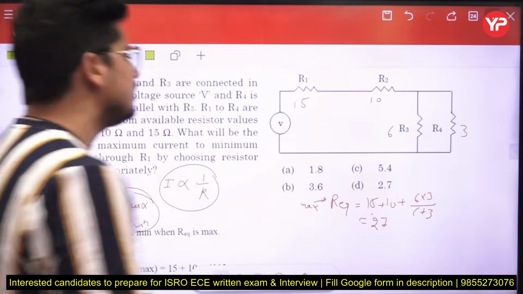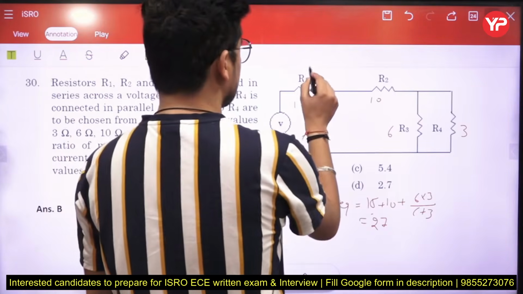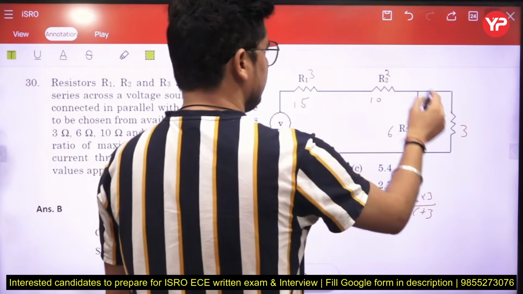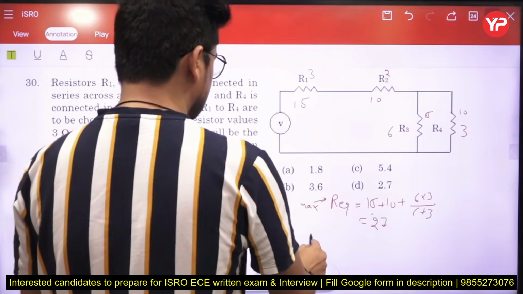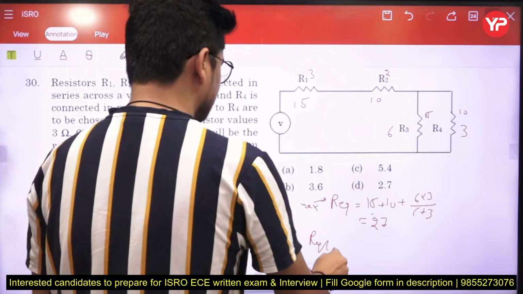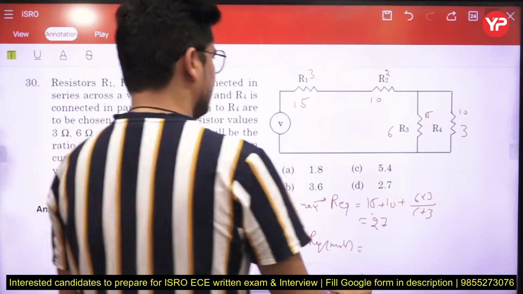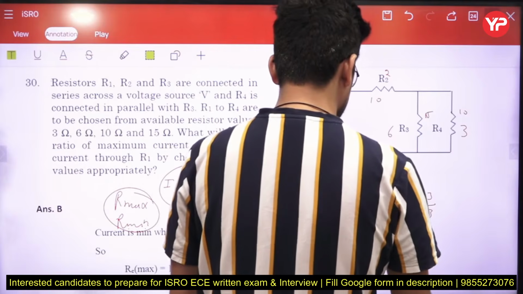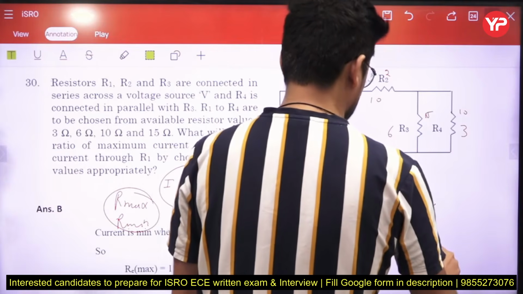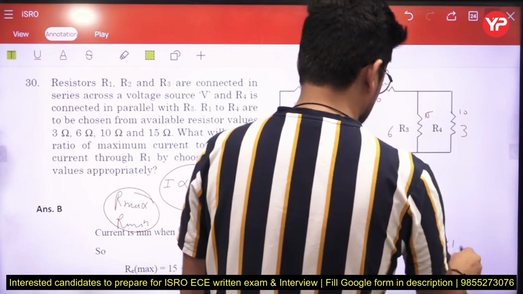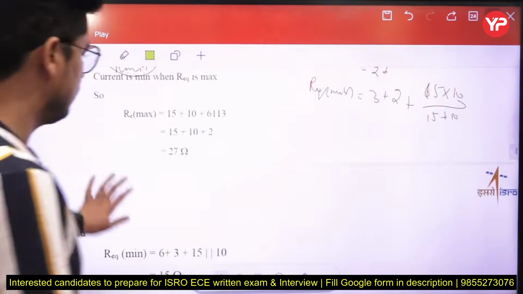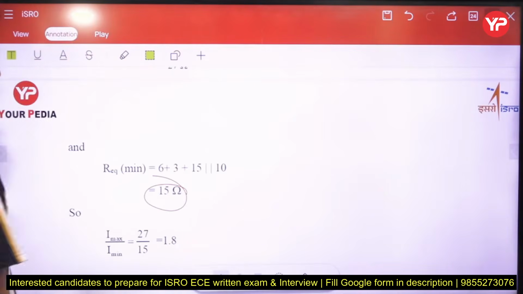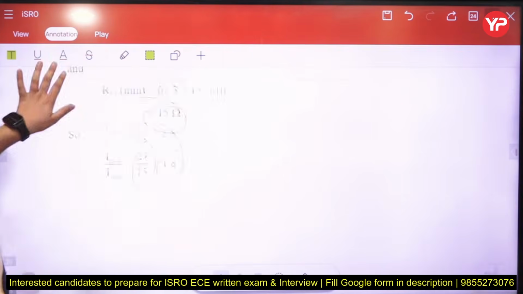If you calculate the minimum resistance, then what you have to do? You have to choose 3 here, 2 here, here is 15 and 10. Like if I choose that the minimum resistance R equivalent minimum, that is going to be how much? 3 plus 2 plus 15 into 10 divided by 15 plus 10. So we will quote how much? Parallel, that will be 15. So when you take the ratio, that will be 1.8.